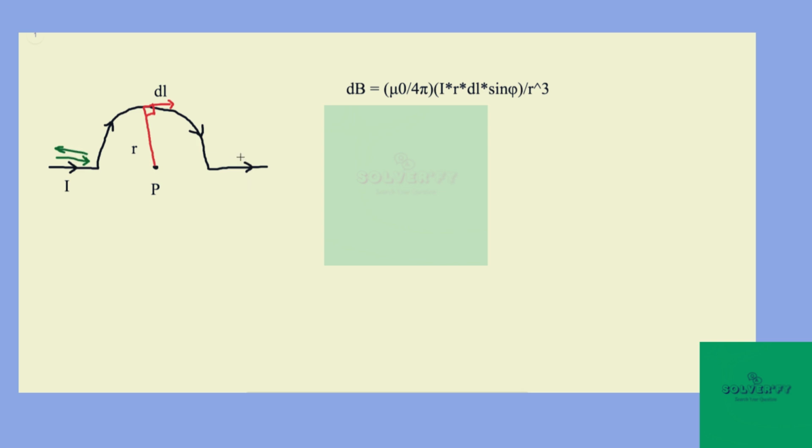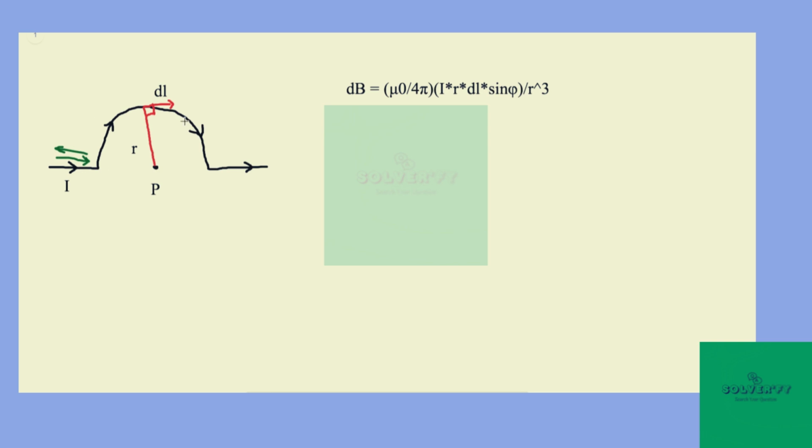And the same situation is going to happen over here. The dL and the r for this straight section of wire are both parallel, so the cross product is 0. So these straight segments are not going to contribute anything to the magnetic field at point P, so we're just going to totally ignore them.